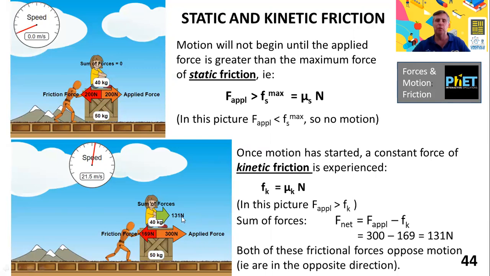In this particular picture, the applied force is greater than the force of kinetic friction. So the sum of forces, a simple subtraction, equals 300, the applied force, minus 169, the force of kinetic friction, equals 131 newtons. And that is F net. That is a net or resultant or sum of forces which is available to accelerate the object, causing this increase in speed. Now just note, static and kinetic friction both oppose motion. You can see the motion was to the right in each picture, and the frictional force was to the left.